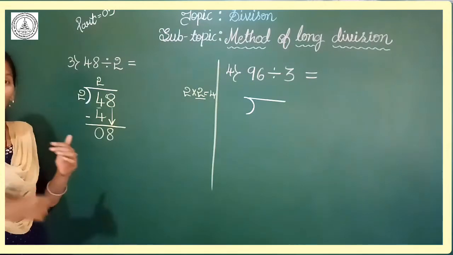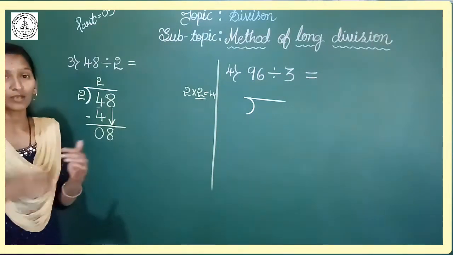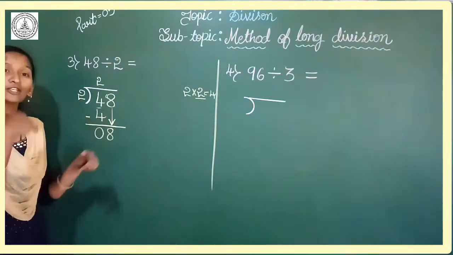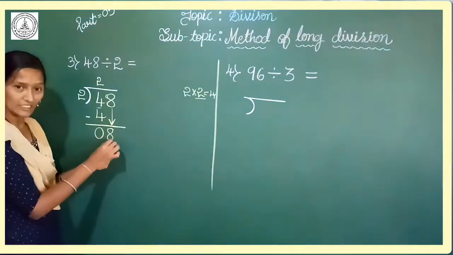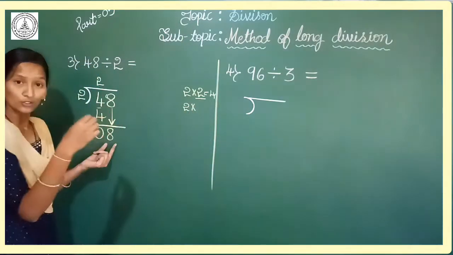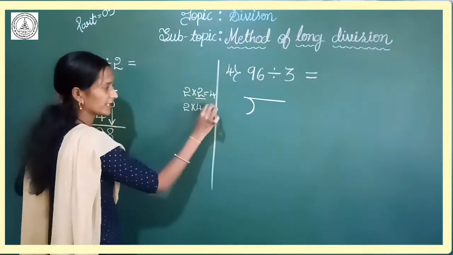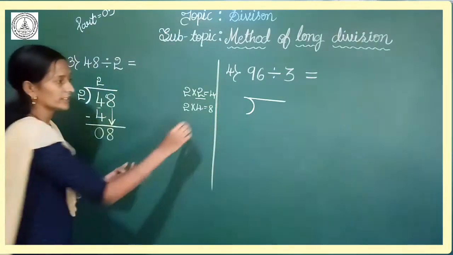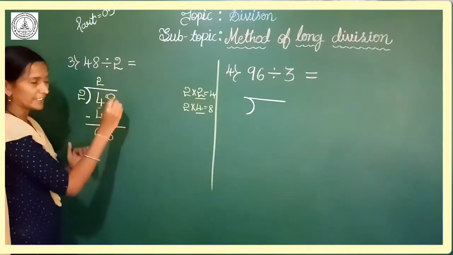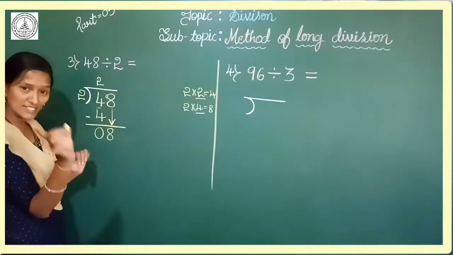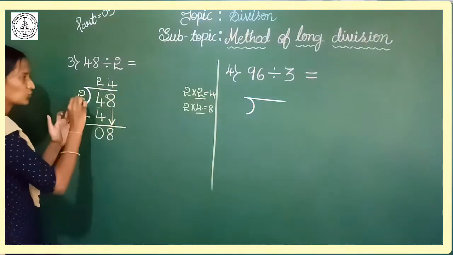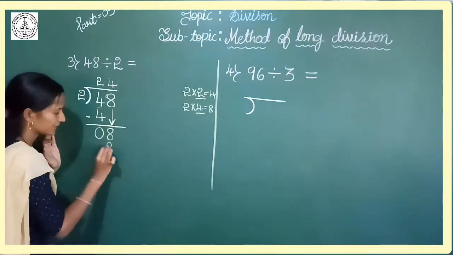So now once again you have to recite the table of 2. In the table of 2, how many 2's are equal to 8? In the table of 2, 2 4's are equal to 8, right? So I am writing this 4 above the 8 because this 8 is in ones place, right? So I am writing 4 here. Yes, 2 4's are 8.